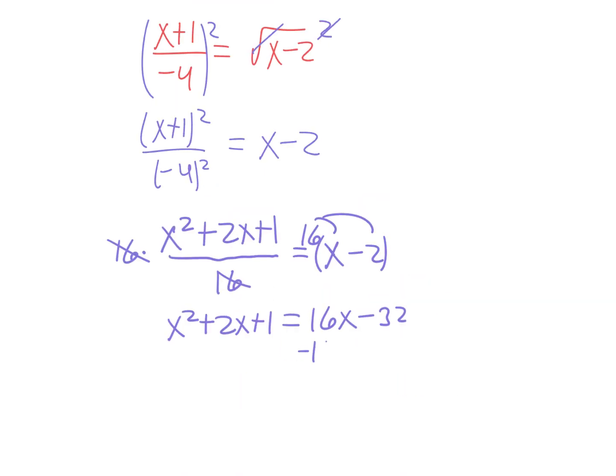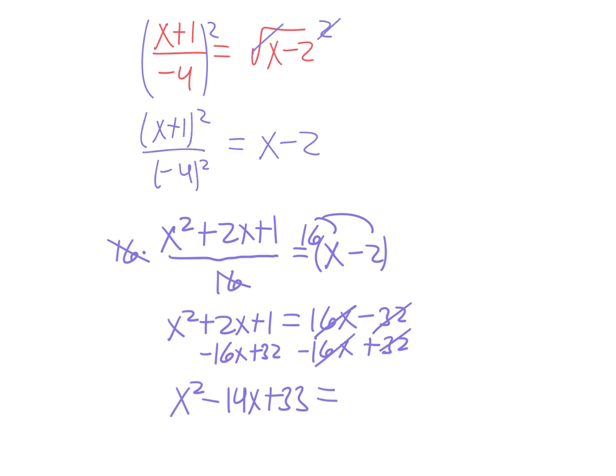All right, and then let's subtract 16x on both sides. I'm going to try to get this equation now set equal to 0. So plus 32, and then minus 16x, right? And so we end up with x squared minus 14x plus 33 equals 0.